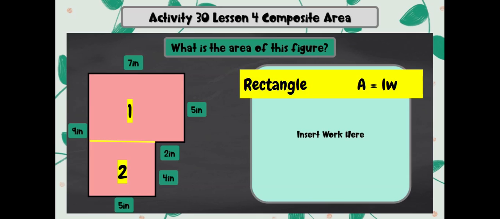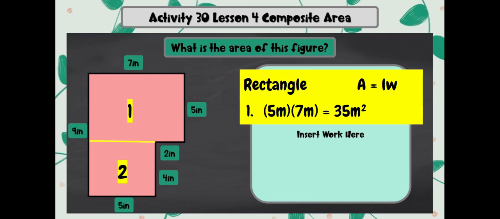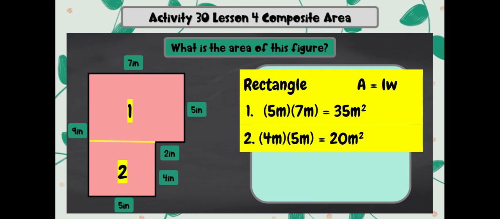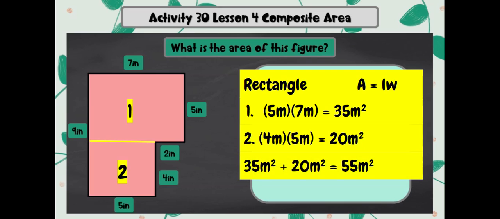So for number 1, I see a 7 and a 5 for my length and width. So 5 times 7 is 35. And meters times meters is meters squared. For the second rectangle, I see that I have 4 times 5, which gives me 20 meters squared. Now that I've found the area of both of those rectangles, I can tell you the area of this figure by adding 35 meters squared plus 20 meters squared and getting 55 meters squared.